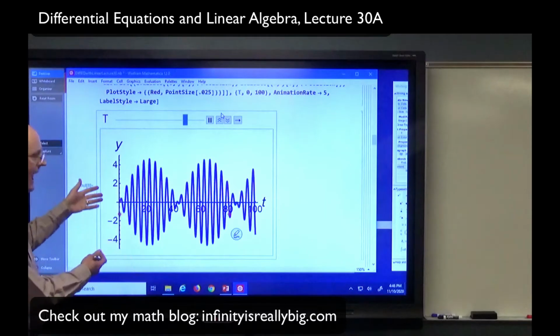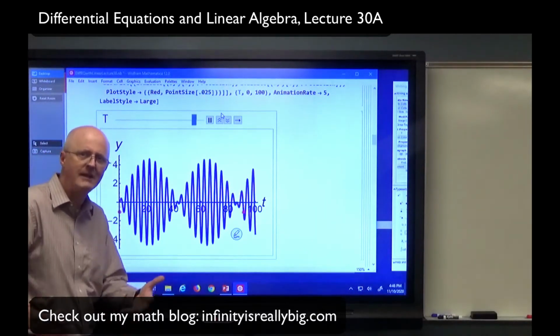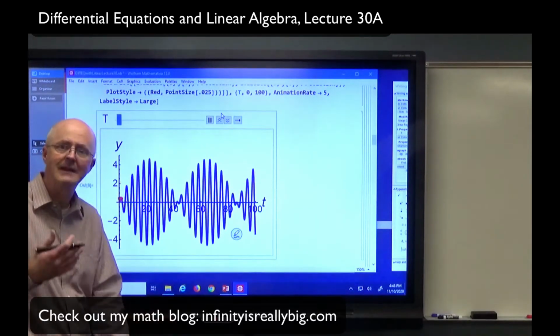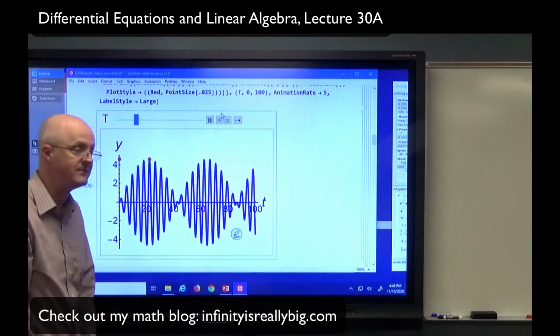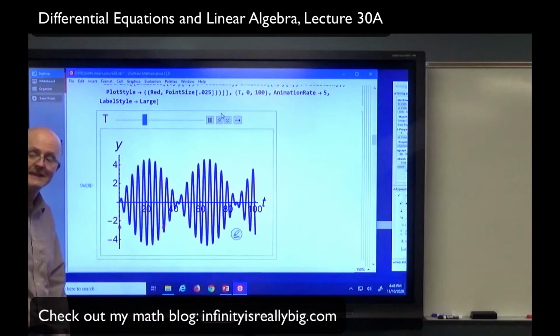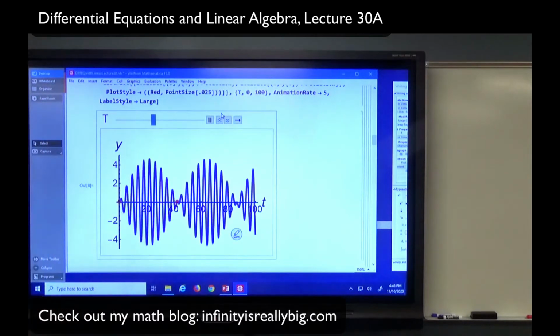Now, does it typically happen with masses on springs? No. More typically, it's going to happen, for example, with sound waves. And the oscillation is representing air pressure waves over time, though the scale would be off on that kind of application. That would be a more common application.